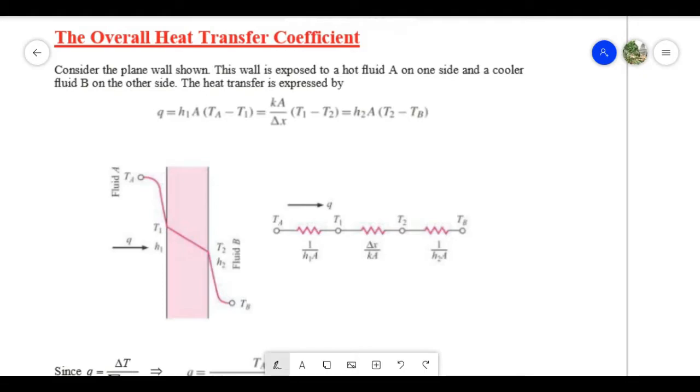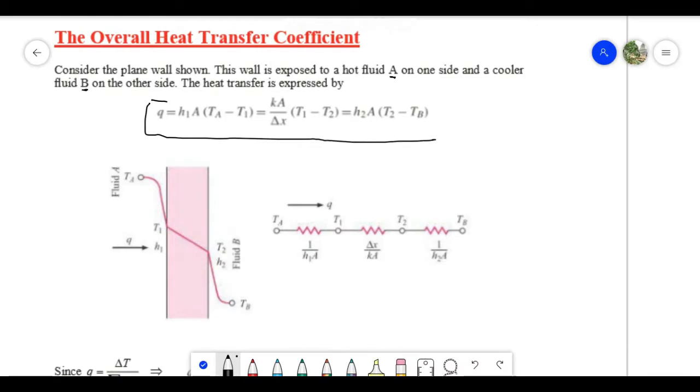This wall is exposed to a hot fluid A on one side and a cooler fluid B on the other side. So you already know that if we have a hot and a cold fluid on the sides of our wall, it is considered heat convection. The heat transfer is expressed by this equation.